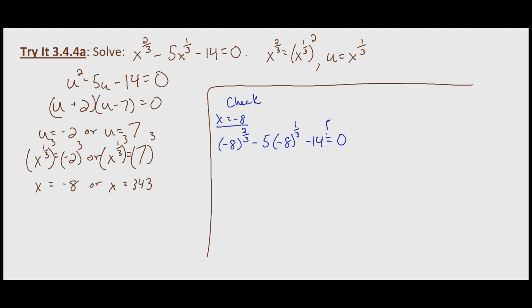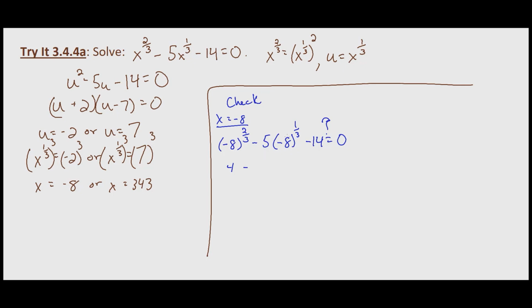Well, what is negative 8 to the 2/3? That's negative 8 squared, which is 64, and then the cube root of 64, which is going to be 4. We could go about that several ways. You could take the cube root of negative 8, which is negative 2, and then square it, and you're still going to get 4. So either way, the first term ends up being just 4.